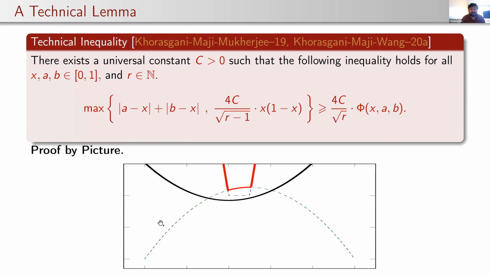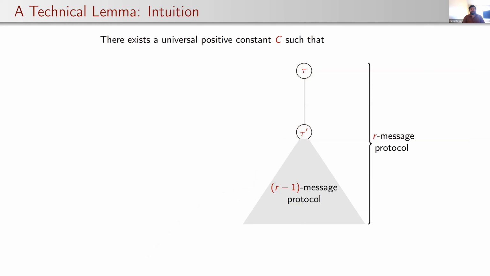We'll need one more technical lemma. Let me give the intuition of what this technical lemma means. I will not prove this. So suppose we have a partial transcript tau, and there were R messages remaining subsequent to this partial transcript. Take one step of evolution of this interactive protocol. The updated transcript is tau prime. At this point, only R-1 messages remain.